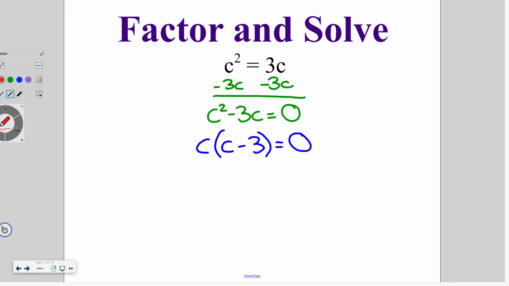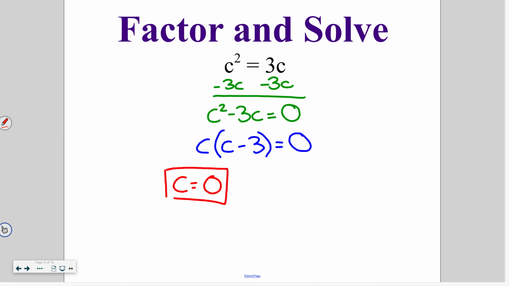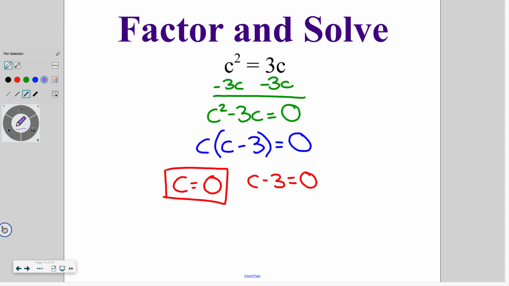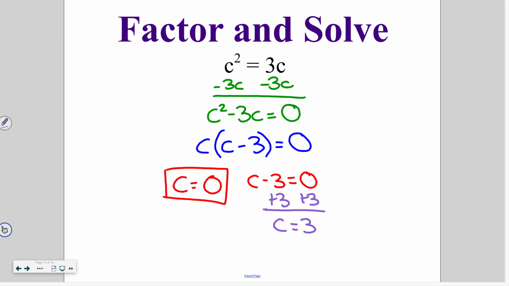So the first part is the GCF. That's equal to 0. This is a solution. Then we do our second part. C minus 3 is equal to 0. This one actually requires me to finish solving a problem by adding 3 to both sides. And I get C is equal to 3.